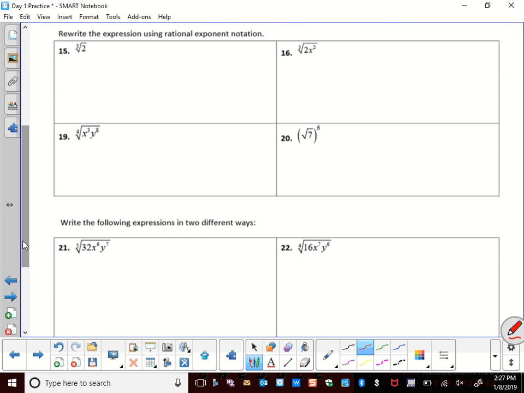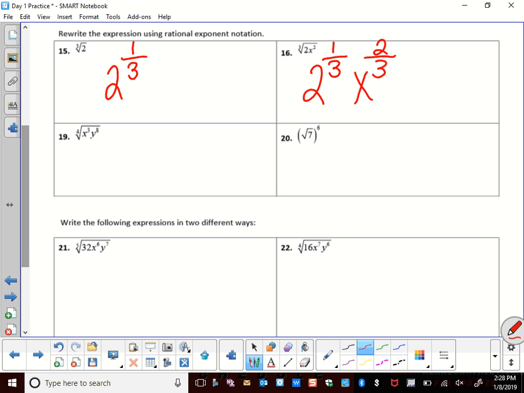All right, for number 15, we're going back to rational. Under the radical, I have 2. What's my power? 1 over 3. For this one, it's a little tricky. What's the power on 2? 1, and your root is 3. And then you have x, your power is 2, your root is 3.